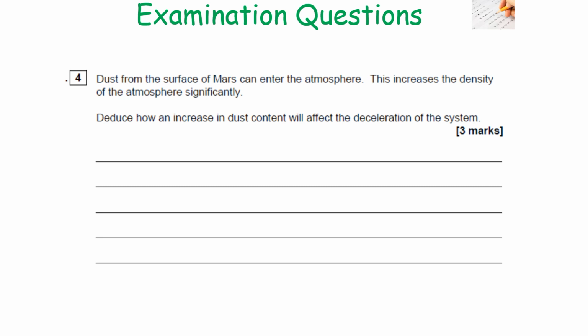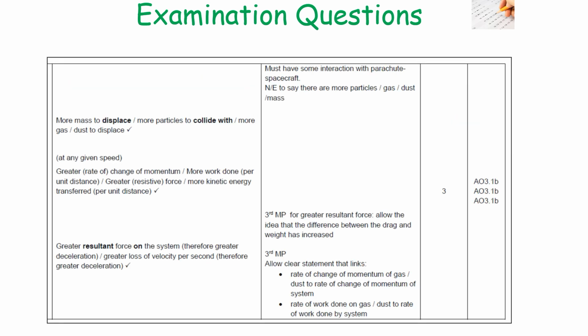You've got to understand what density is. Density is how many particles there are in a certain volume. So if we've increased the density, that means there are more particles in a certain volume. In our previous questions, we've understood that the parachute is displacing the gas, so it's moving the particles of the gas to a different place. Therefore, if the density has gone up, more mass is there to displace, so there are more particles to collide with the parachute, and more of the gas or dust is displaced.